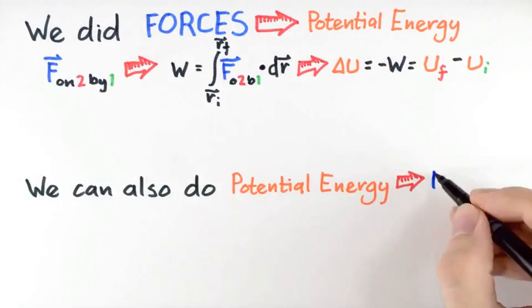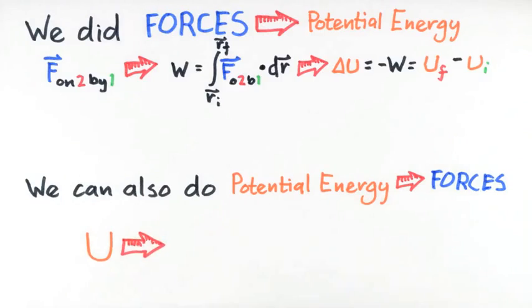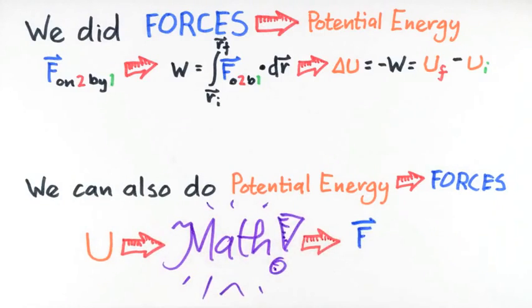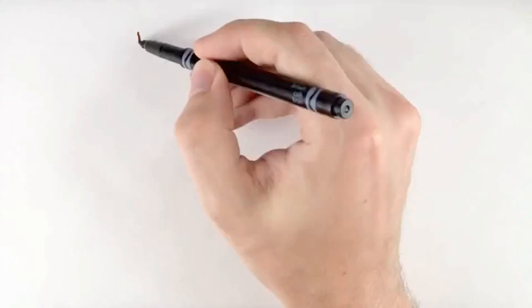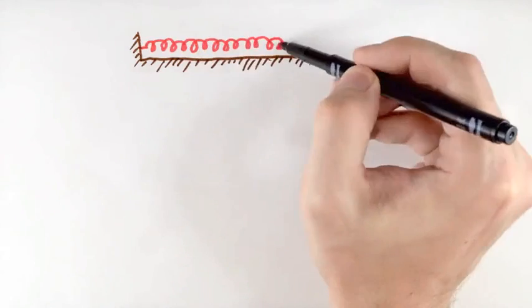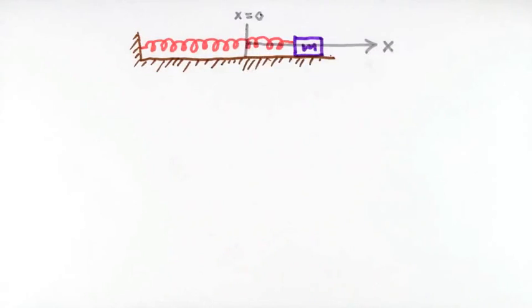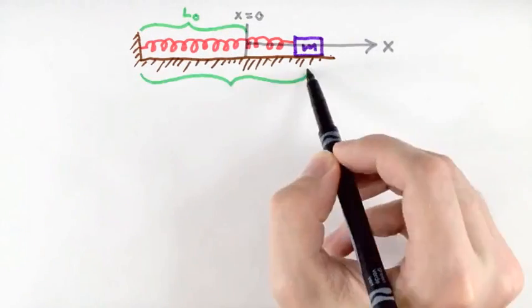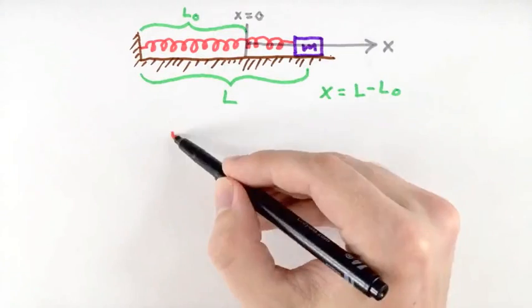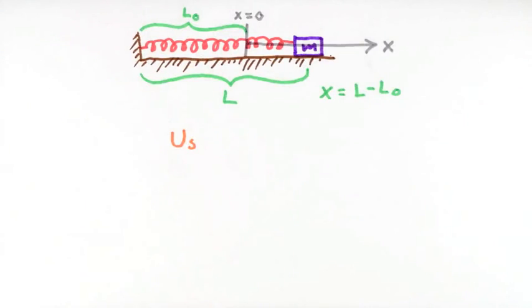Namely, if we have a potential energy associated with an interaction, we can calculate the corresponding force. Let's illustrate finding the force from the corresponding potential energy with the example of the spring potential energy. Let's consider the case of a spring mass system that moves along the x-axis. We recall that if we choose the origin x equals 0 corresponding to the position of the mass when the spring is at its relaxed length L0, then we derived earlier that the spring potential energy U sub s is equal to 1/2 k x squared.